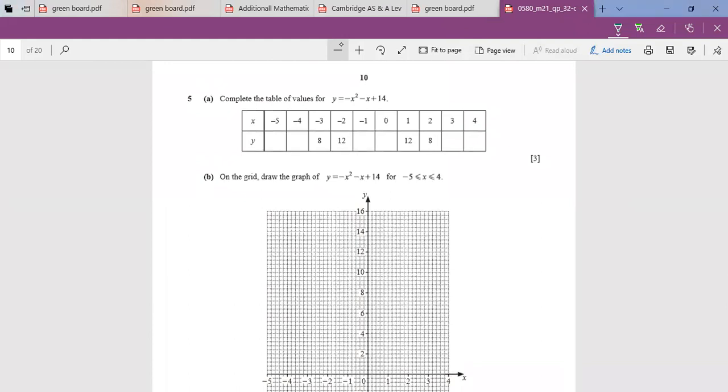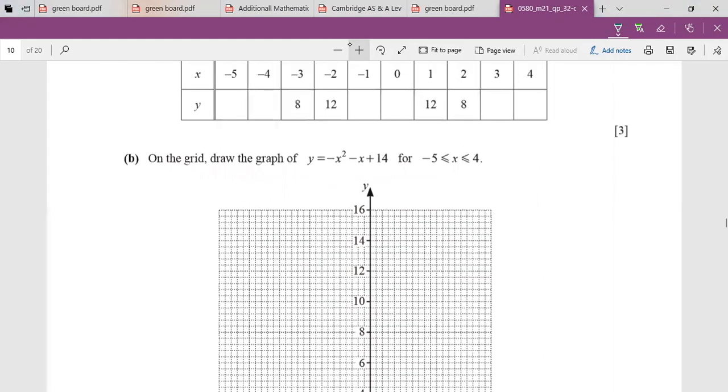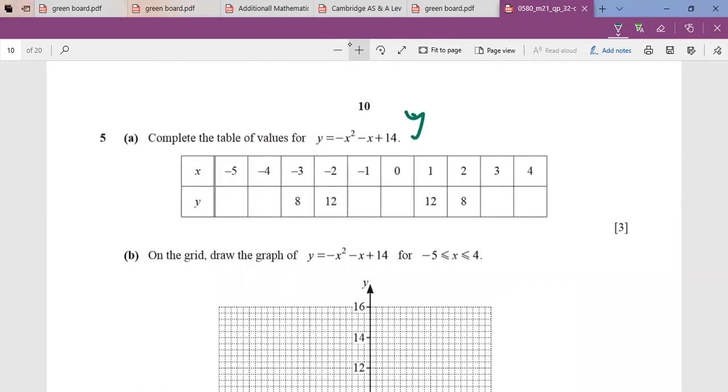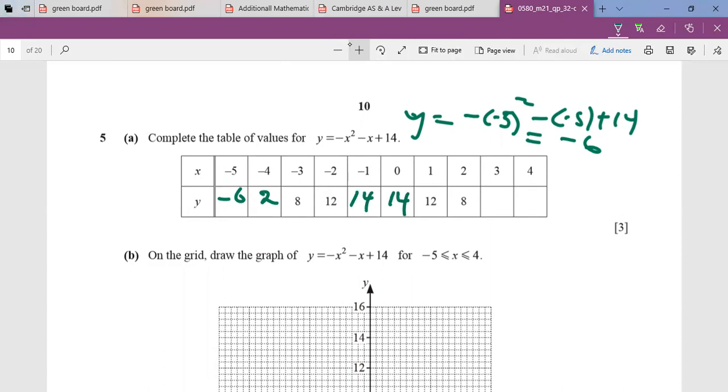Complete the table for the values y is equal to negative x squared minus x plus 14. All right. So what do we need? You say y is equal to, you know, our x is negative 5. So I'll say negative 5 squared minus negative 5 plus 14. So once you do that, you're going to get negative 6. So here there'll be negative 6. If you repeat that process for 4, you get 2. For negative 1, you get 14. Here you get 14. And here you get 2. Here you get negative 6. That is your answer.